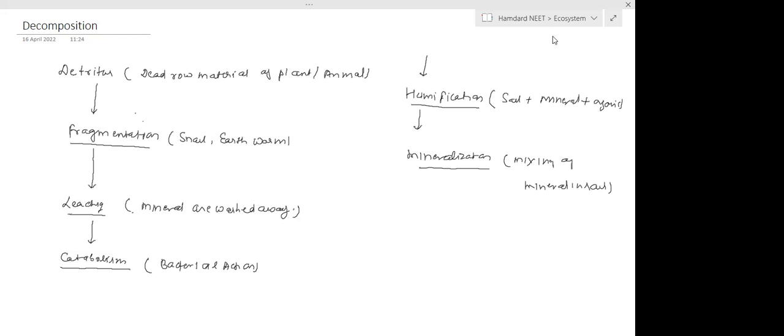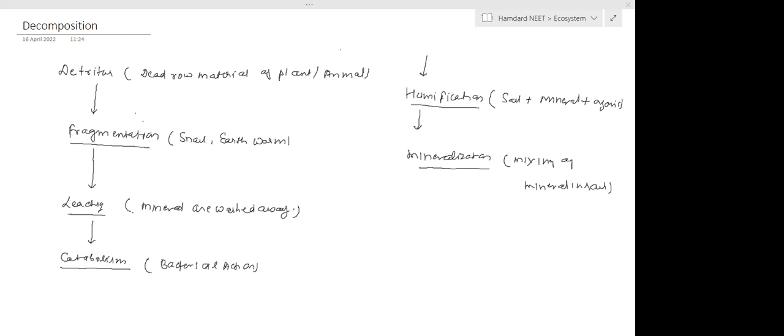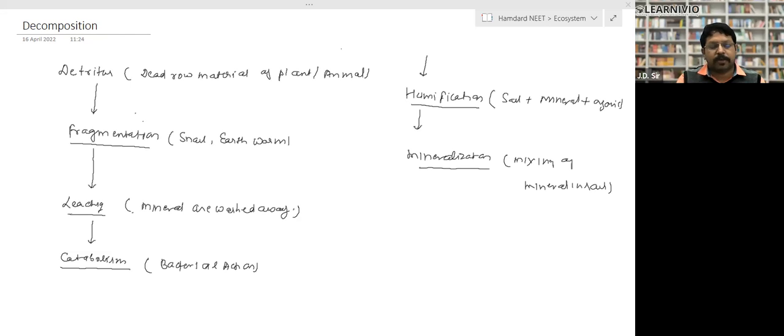So we didn't learn decomposition. Right, they eat dead and decaying matter. Any example? Detritivores: earthworm. Very good, that is an excellent example. Even leeches do the same, right? So decomposition basically starts in the form of detritivores, or we call it the detritus food chain as well.